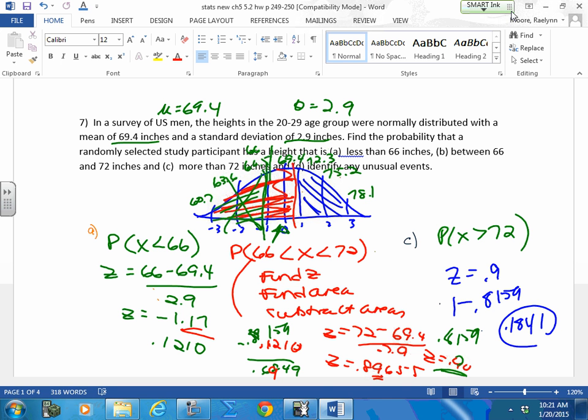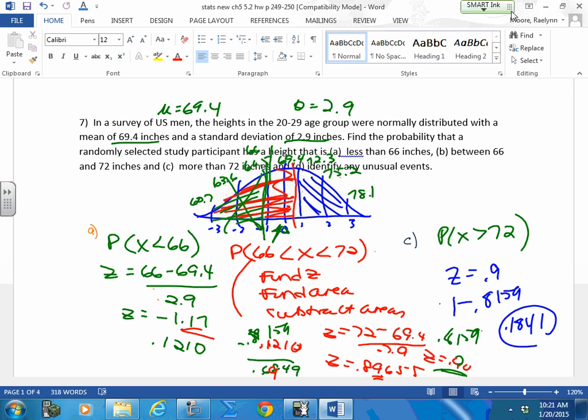All right, are we good? Part C asks if it's unusual. So Dan, which one of these is an unusual probability? C. Why would you say C? It's 18%. What's our cutoff for being unusual? It's the plus or minus 2, which is 5%.